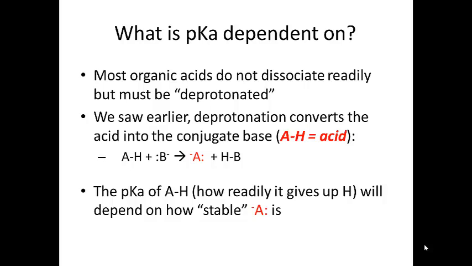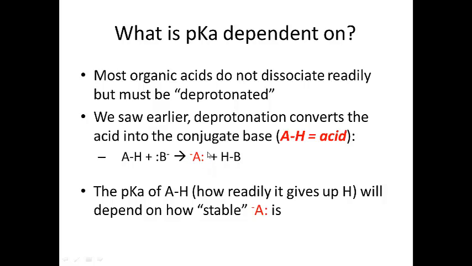Alright, so we talked in class about how most organic acids don't readily dissociate, but they have to be deprotonated. And we talked earlier about deprotonation converting the acid into a conjugate base, and depicted here is just a little schematic of what we did. We said the acid gives up hydrogen to the base. The acid takes the pair of electrons heterolytically, becomes the conjugate base, and then the base picks up the proton and becomes the conjugate acid.